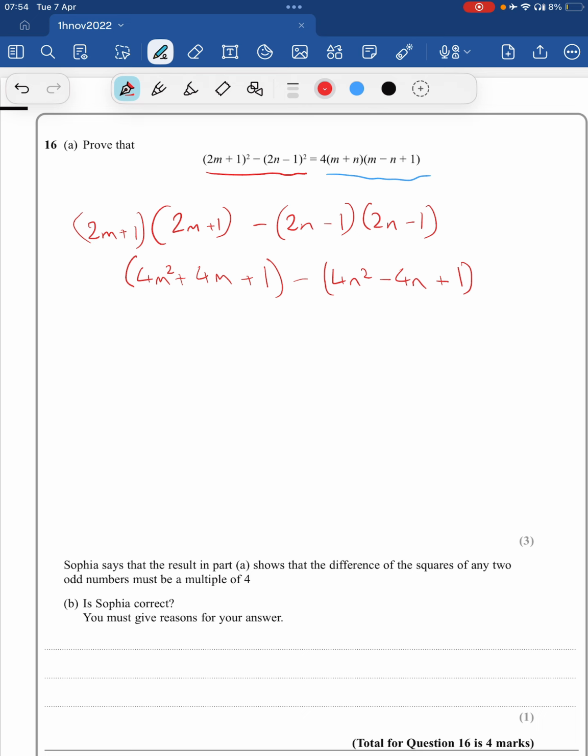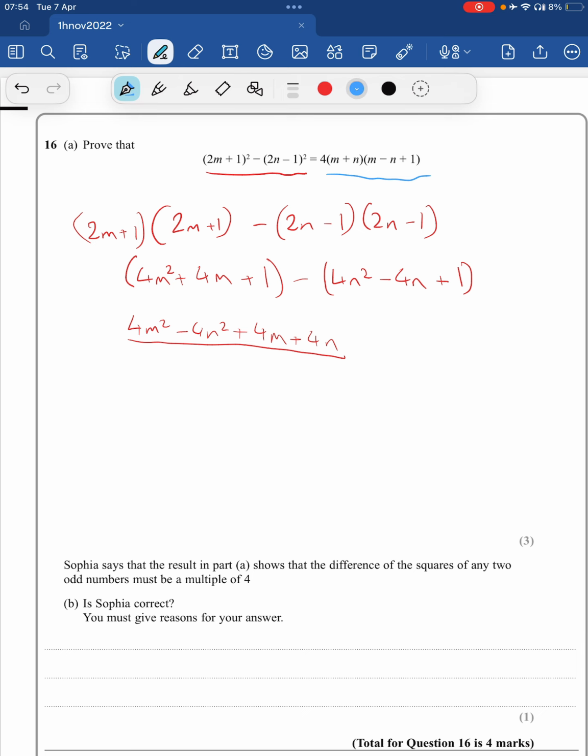You'll note I've still put it into brackets. The reason I've done this is it helps us remember when we're subtracting here, the signs of that second bracket need to change. So I'm going to have 4m squared take away 4n squared plus 4m take away negative 4n, so plus 4n, and then I've got 1 take away 1, that's just going to be 0. So we've got this value just here.